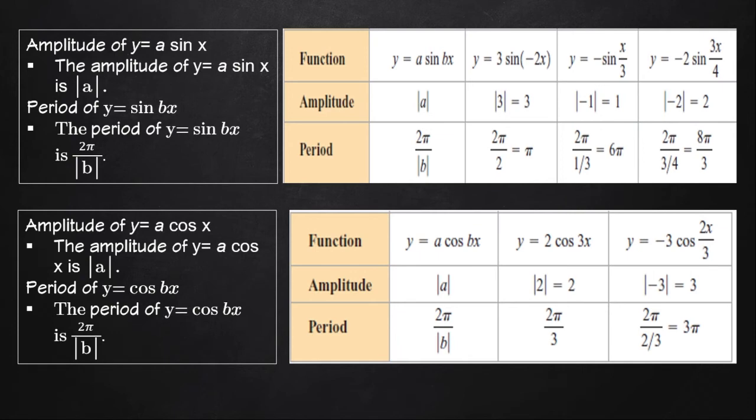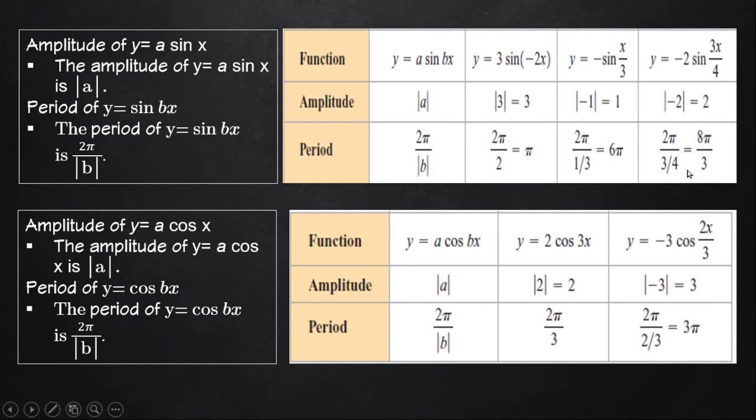For a sine function in the form y equals a sine bx, the amplitude is just the absolute value of a, and the period is just 2 pi over the absolute value of b. So let's say we have y equals 3 sine negative 2x. We have an amplitude of 3, and the period is equal to 2 pi over 2, which is now equal to pi.